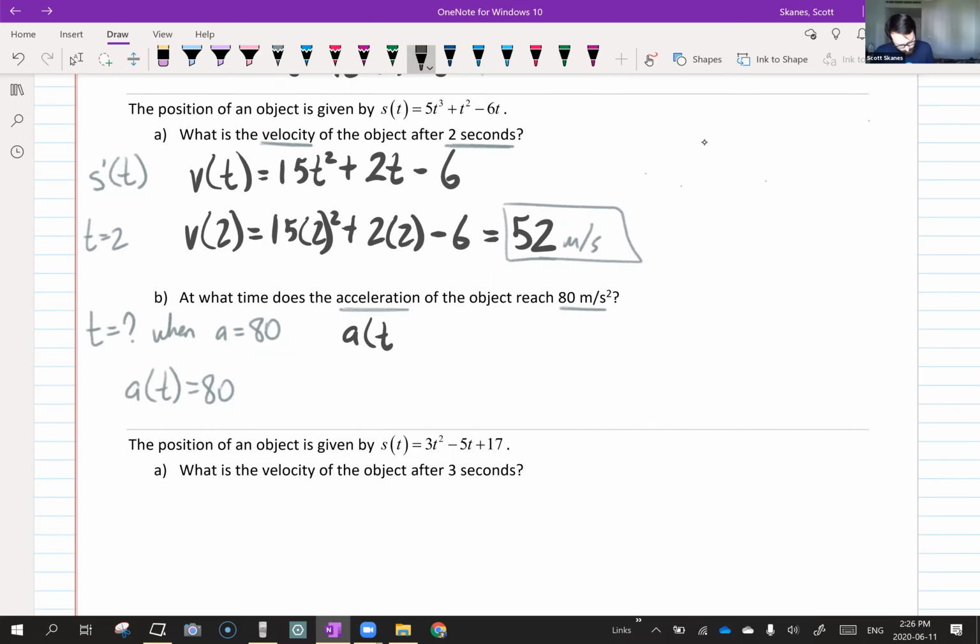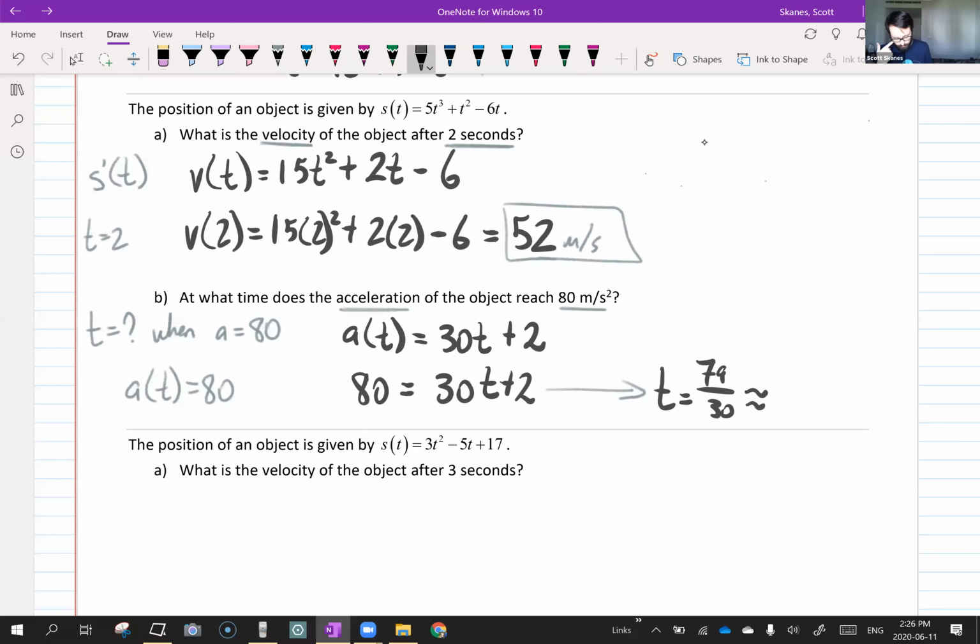The acceleration is the derivative of the velocity. So look at this, derivative of that one. 30t plus 2. What do we know? That we want to know the time when acceleration is 80. So 80 is 30t plus 2. If we solve that for time, 79 over 30, which is also 2.63 seconds. I'm writing it as a decimal because it's time.